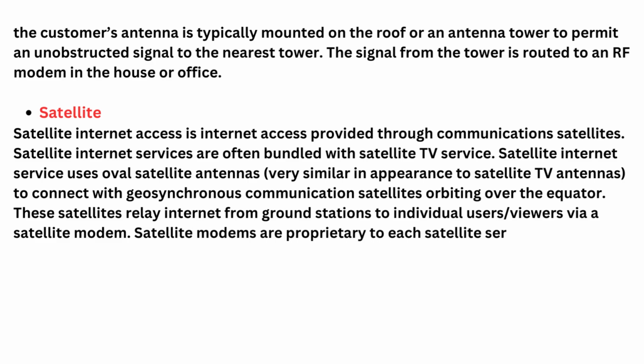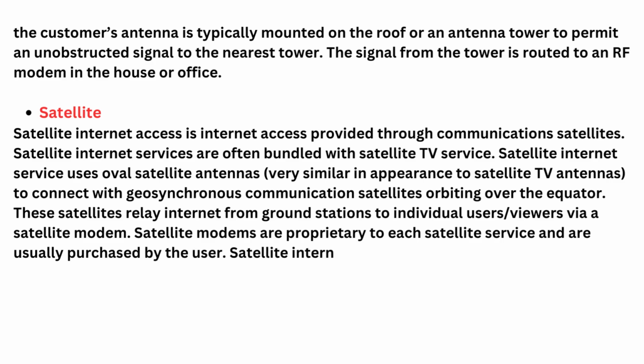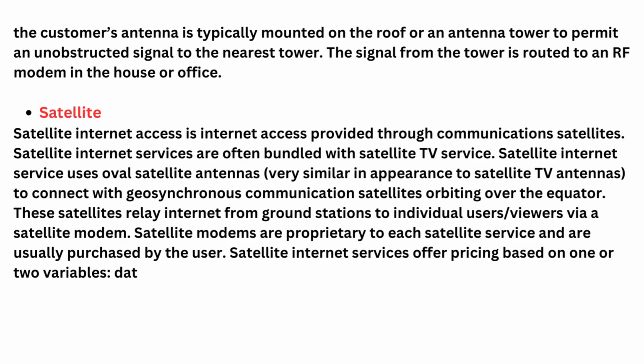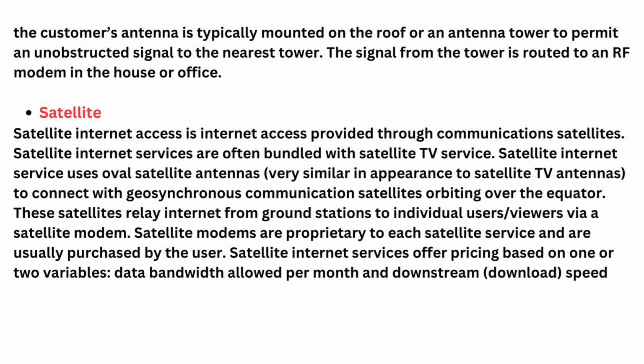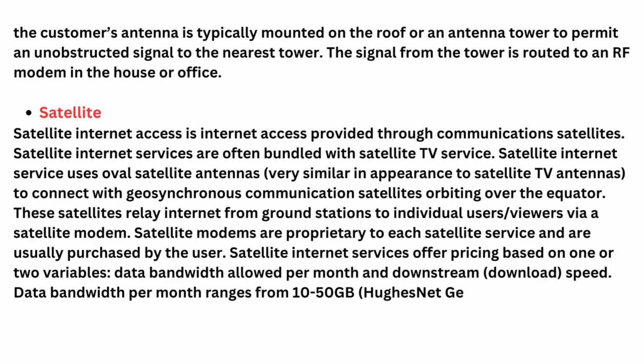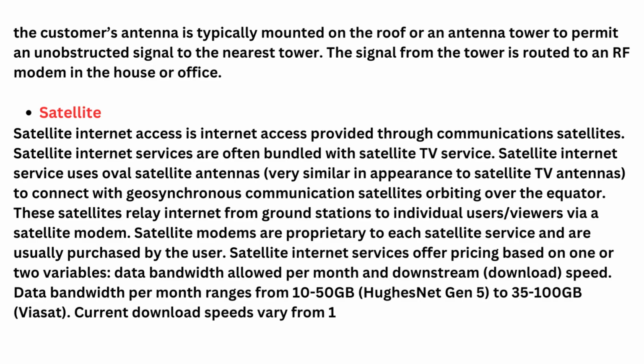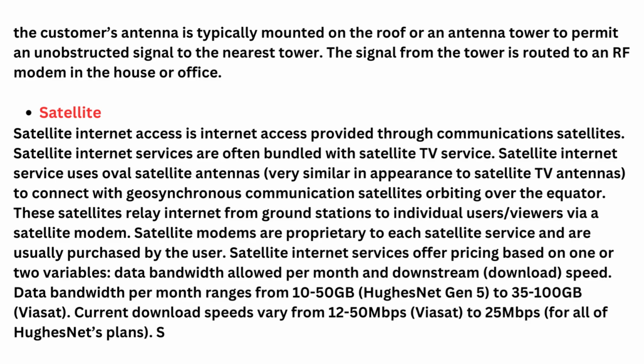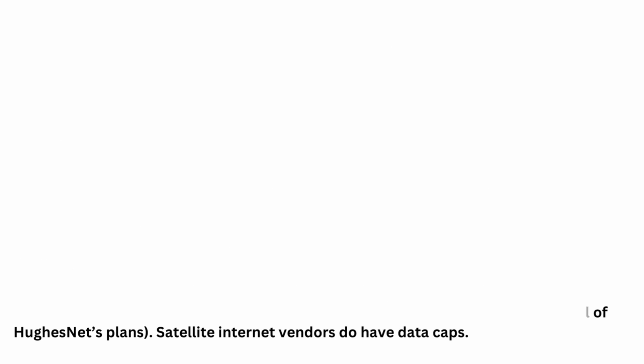Satellite internet services offer pricing based on one or two variables: data bandwidth allowed per month and downstream, or download, speed. Data bandwidth per month ranges from 10 to 50 GB, HughesNet Gen 5, to 35 to 100 GB, via SERC. Current download speeds vary from 12-50 Mbps, via SERC, to 25 Mbps for all of HughesNet's plans. Satellite internet vendors do have data caps.